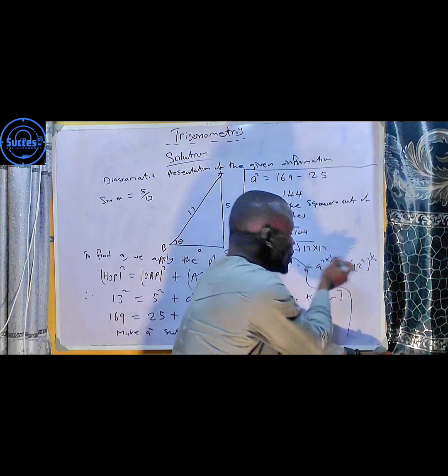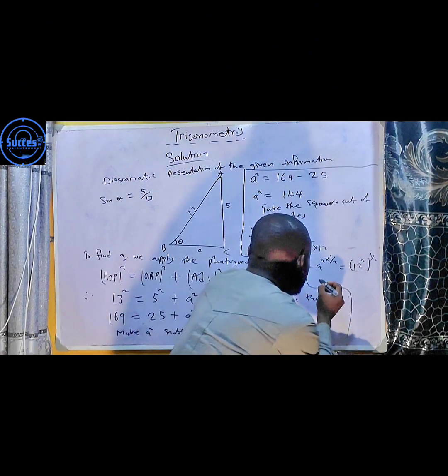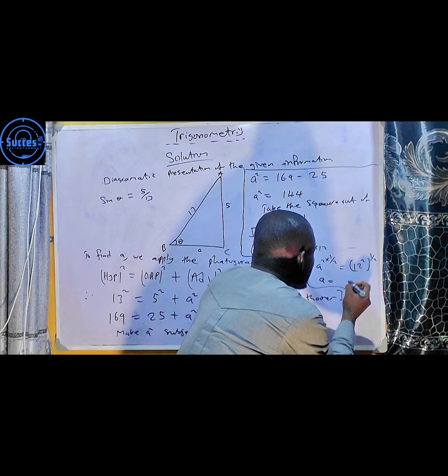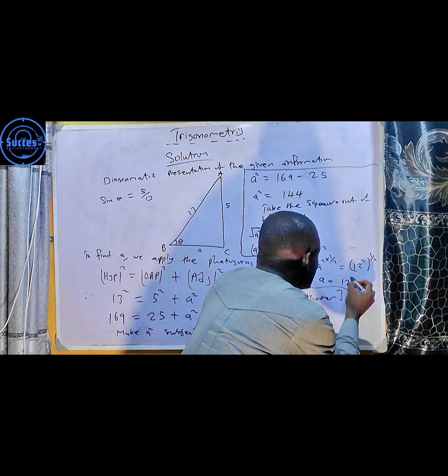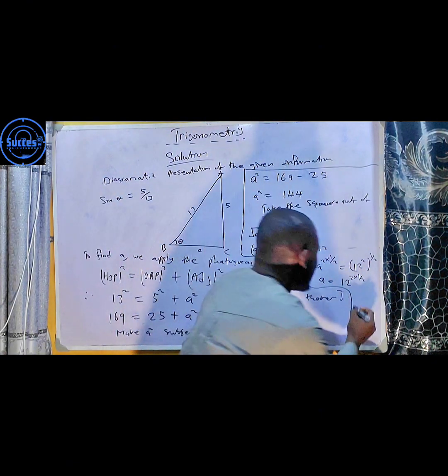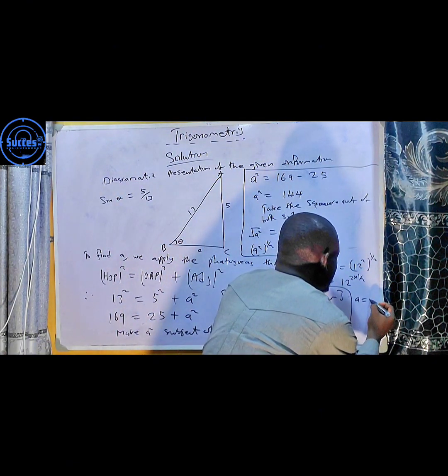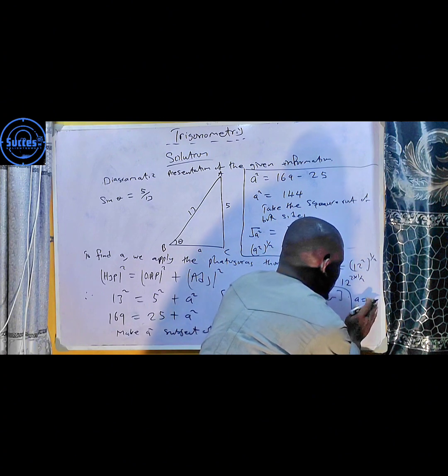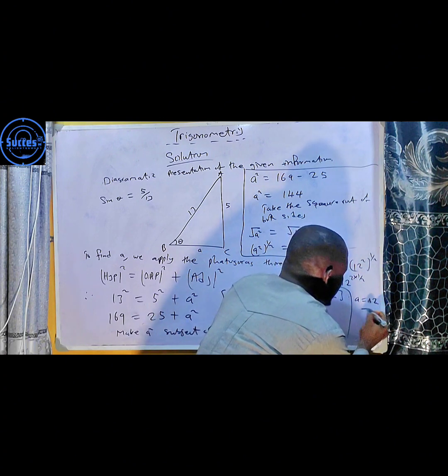So now we take this: 2 divided by 2 is 1. So you have your A then equals to what? 12 to the power 2 times 1/2. 2 divided by 2 is 1. So therefore your A then equals to what? 12. Your A equals to what? 12.